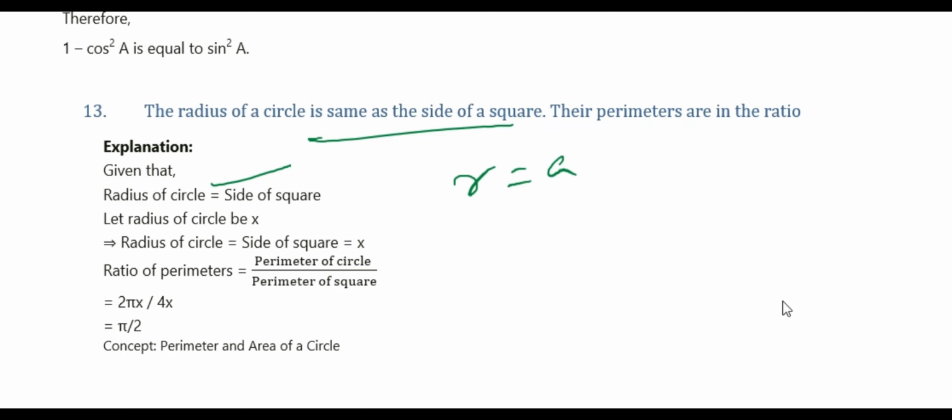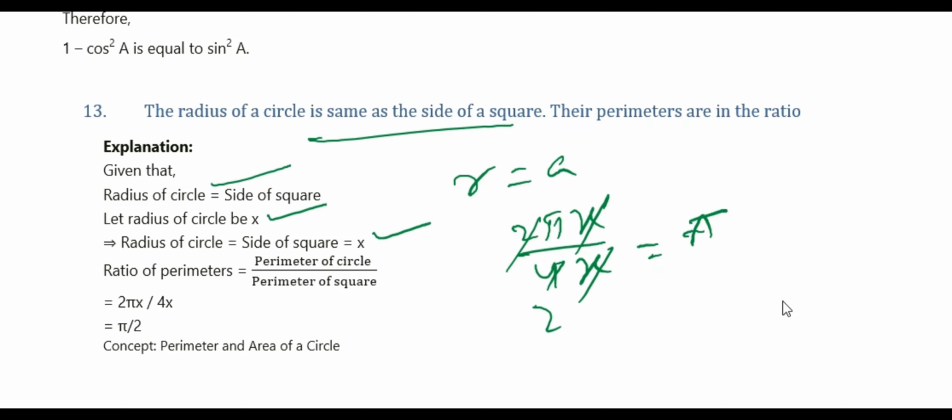Let the radius of the circle be x, then the side of the square is also x. The ratio of perimeters is 2 pi x and 4x. X cancels, 2 twos are 4, then pi by 2. Okay, pi by 2 is given in the option, you easily tick it, and we get 1 mark.